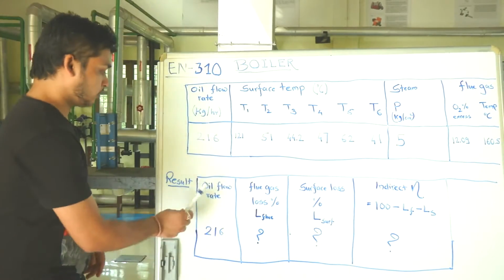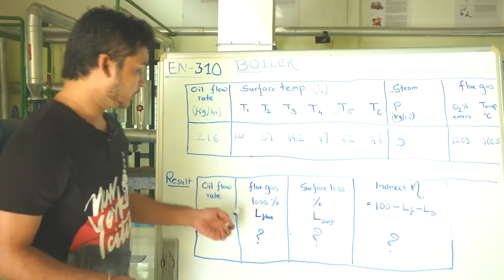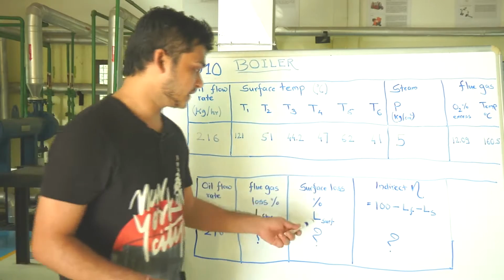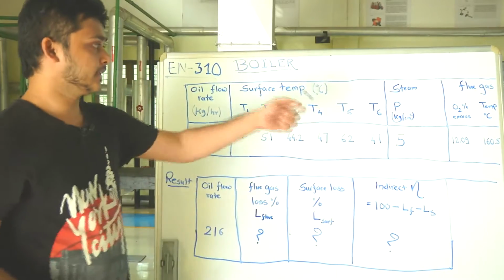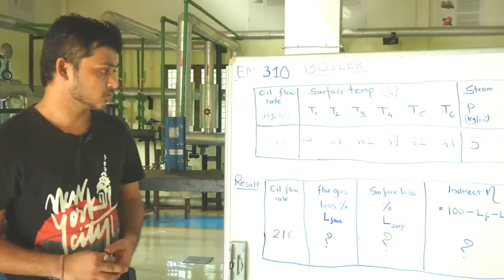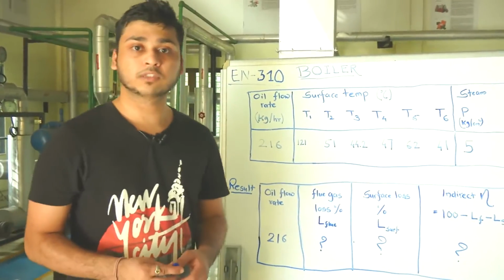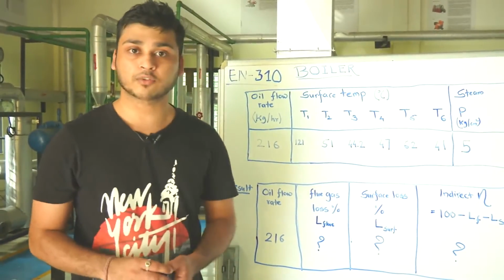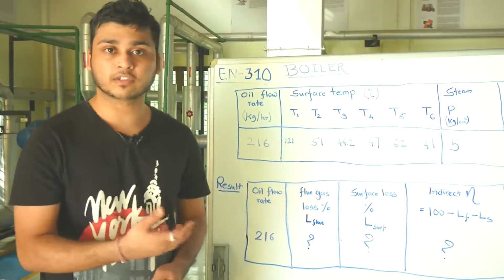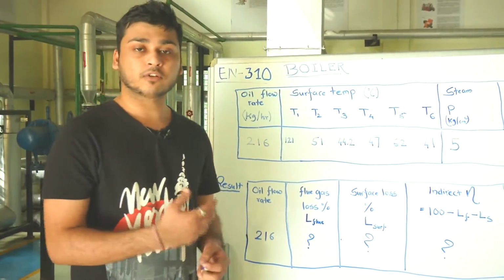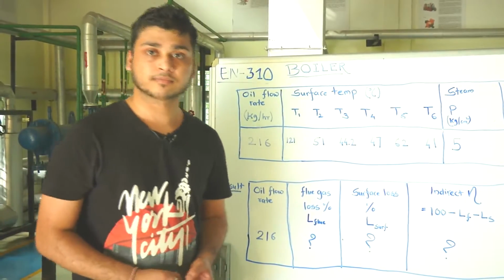So this is the oil flow rate. You have to calculate the flue gas loss percentage, surface loss percentage, and indirect efficiency. With the help of these readings you just calculate it. In the next session we are going to give you a set of readings in which you have to calculate the efficiency at different pressures, and you have to plot the pressure and efficiency diagrams. That's it. Thank you.